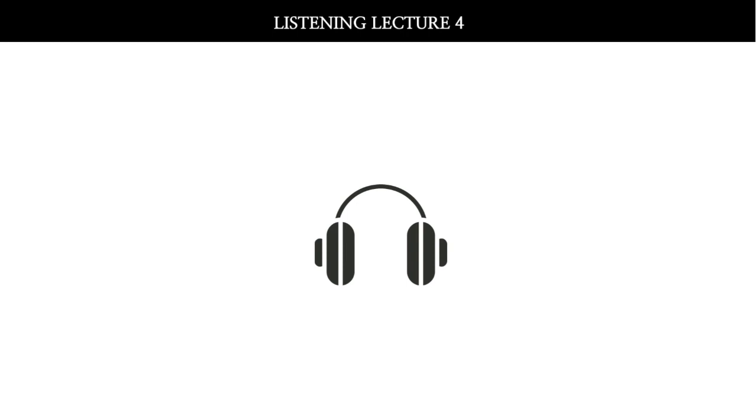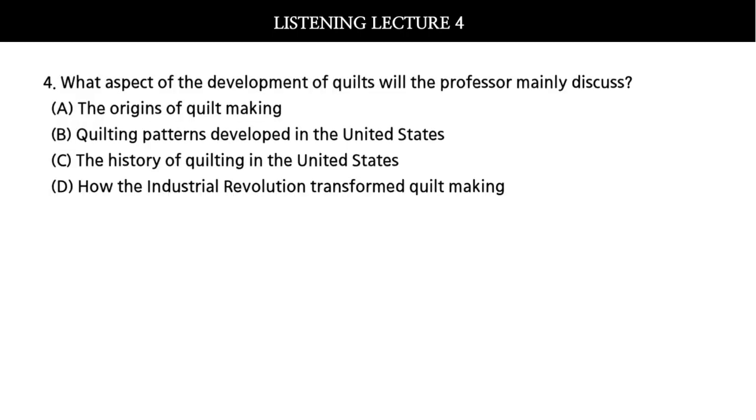So, quilting flourished in the United States in the 19th century. And one reason it did was, you had all these American textile manufacturers making a wide variety of quality fabrics for the homemaker to use. Also, coming out at the same time were new printing techniques and synthetic dyes, too. And this wealth of fabric and colors resulted in the creation of new designs and variations on old patterns. What aspect of the development of quilts will the professor mainly discuss?